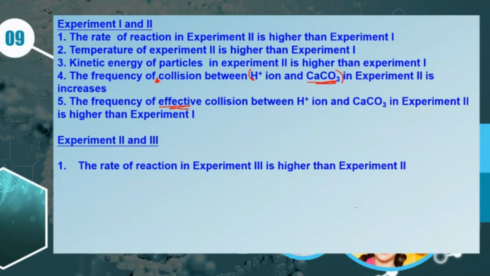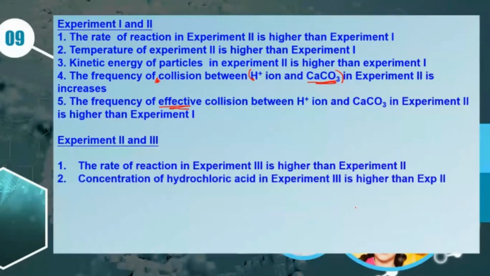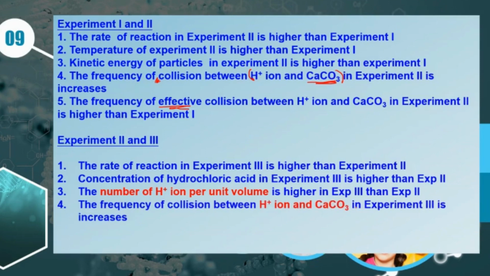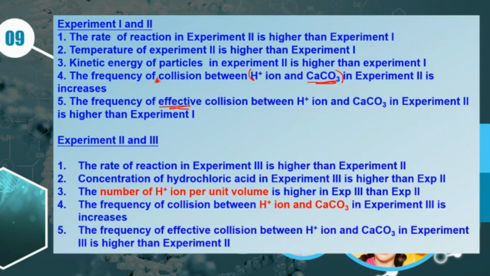Experiment 3 has a higher rate of reaction than experiment 2. So the concentration of hydrochloric acid in experiment 3 is higher than experiment 2. So the number of hydrogen ions per unit volume is higher in experiment 3 than experiment 2. Experiments 4 and 5 are the same: frequency of collisions and frequency of effective collisions. So total 10 marks.